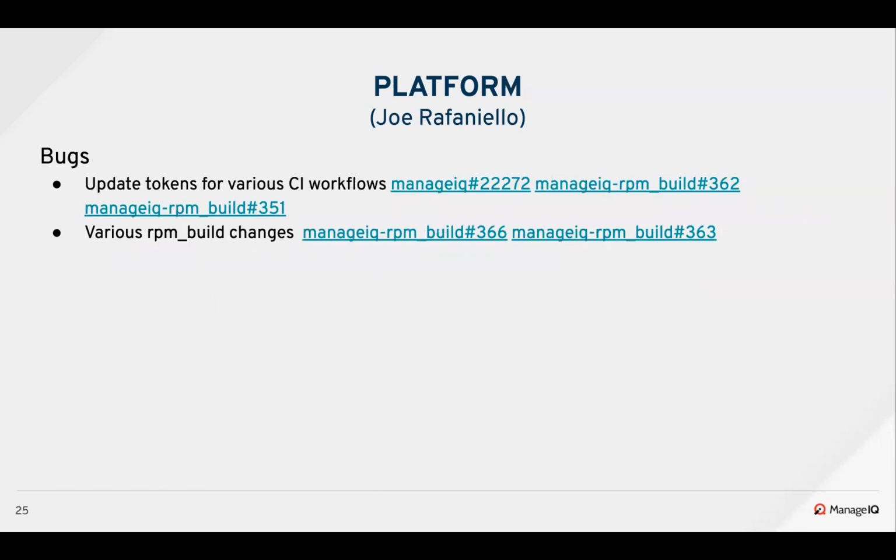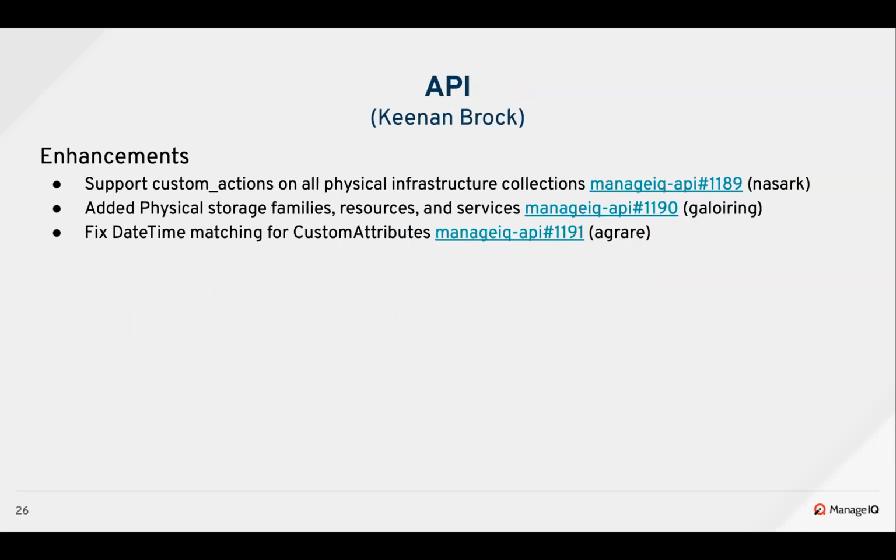Next slide, please. For core bugs, Jason updated several tokens used by a few CI workflows, and Jason also made some changes to no longer push an unused RPM build image and to use the correct image tag for building RPMs. That's all for core. On to Keenan and the API.